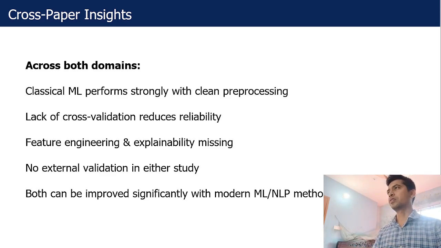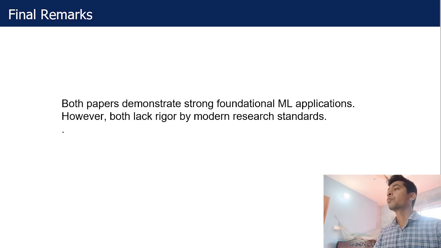So these are my cross-paper insights: classical ML performs strongly with clean pre-processing. Lack of cross-validation reduces reliability, and feature engineering and explainability are missing. No external validation in either of these studies. Both can be improved significantly with modern ML and NLP methods. Both papers demonstrate strong foundational ML application, however, both lack rigor by modern research standards. This is my final remark.